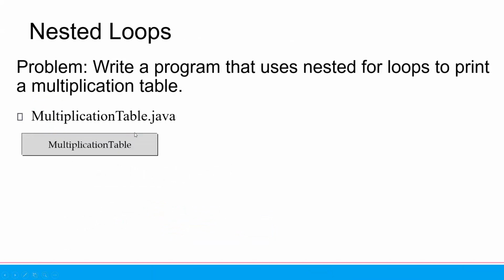Now, there is another problem. Write a program that uses nested for loops to print a multiplication table. Do you know multiplication table? You can make 1 and 1, 2, 3.